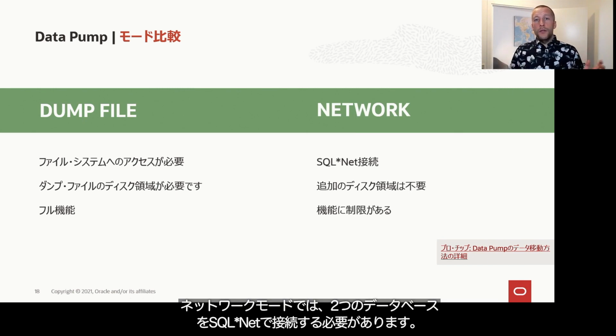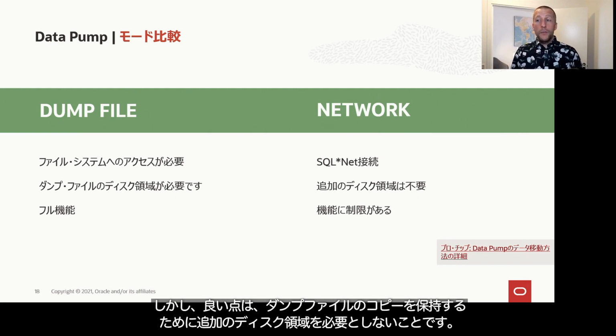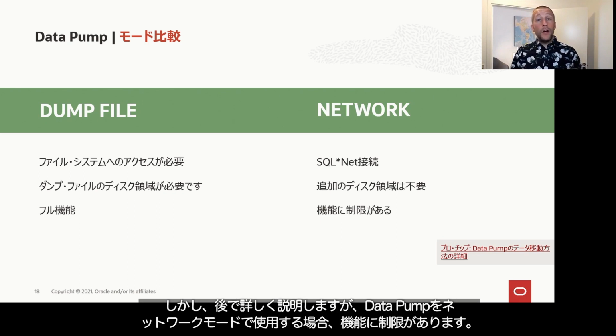With network mode, you must have SQL*Net connectivity between the two databases. And the bigger the database, the better the connectivity between the databases has to be. But the good thing is that you don't need additional disk space to hold a copy of the dump file. But, and we will cover this in detail a little later, when you use Data Pump in network mode, there is limited functionality.